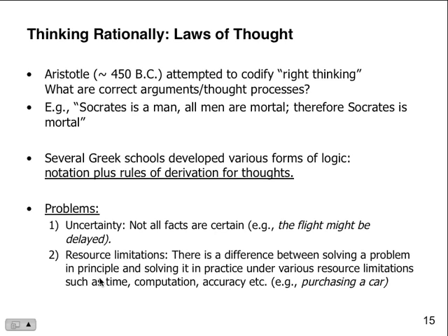Something might happen. So we can't always think rationally because the plan always changes and we have to modify that rational thinking. And then we also have resource limitations. There's a difference between solving a problem in principle and then solving it in practice, under the various different resource limitations such as time, computation, accuracy. A good example of that is purchasing a car. People actually make so many mistakes in the rationality. And because we don't necessarily have all the information, we don't have all the resources.